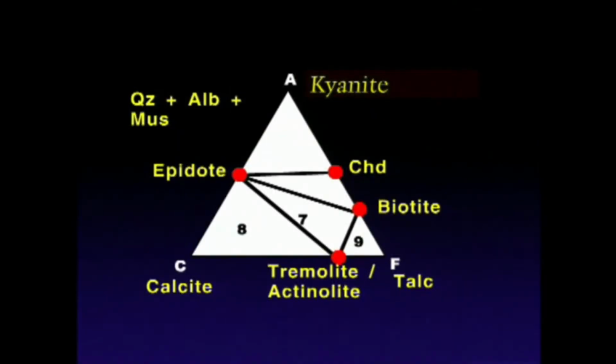The ultramafic assemblage. We can recognize or identify the ultramafic assemblage on the basis of ACF diagrams. The ultramafic assemblage is biotite, chlorite, talc, tremolite, actinolite, etc.